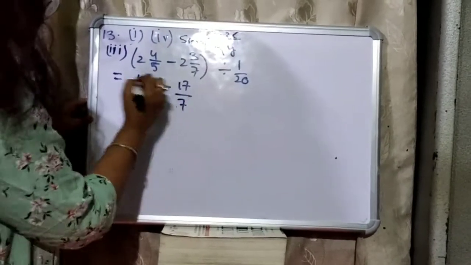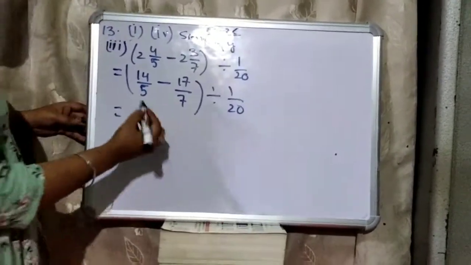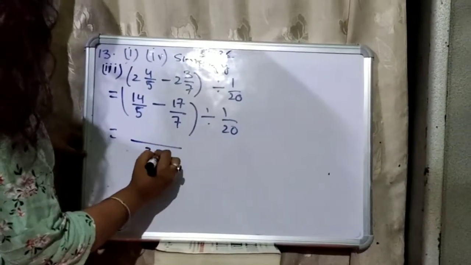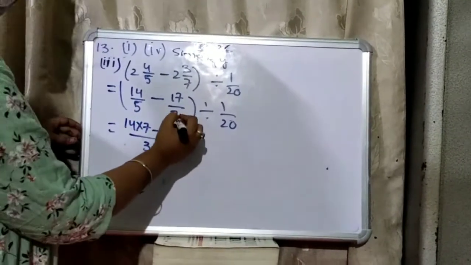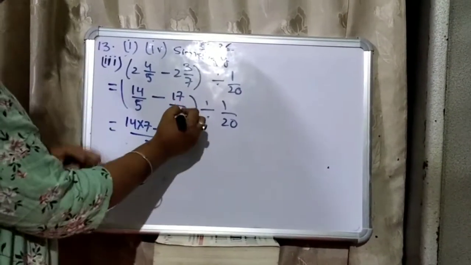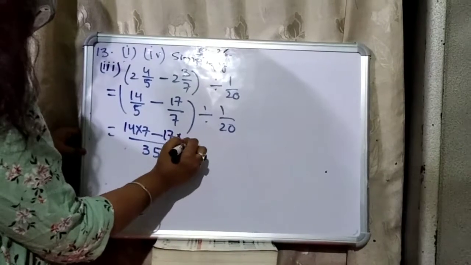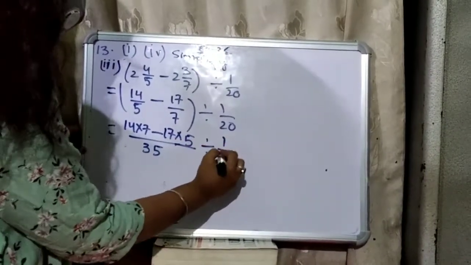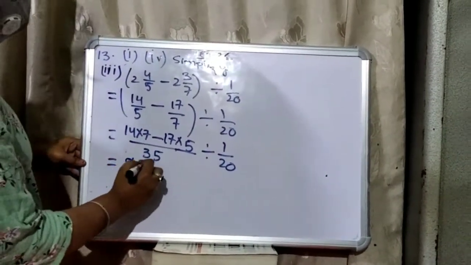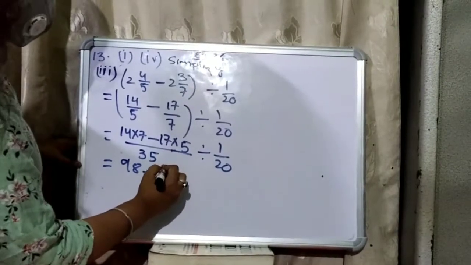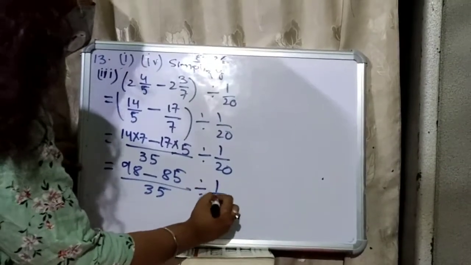Now take the LCM. The LCM will be the product of these two numbers: 7 fives are 35. Now this 7 will be multiplied with 14, so 14 into 7, minus 7 fives are 35. This 5 will be multiplied with the numerator, that is, with 17, divided by 1 by 20. Now I know the table: 14 into 7 is 98, and 17 into 5 is 85, so 85 by 35, divided by 1 by 20.